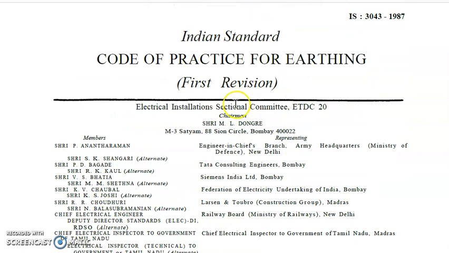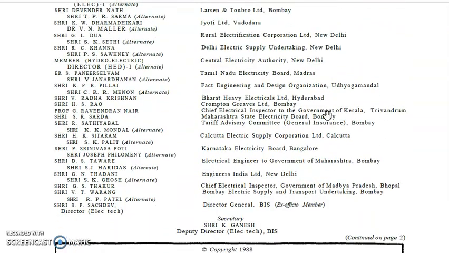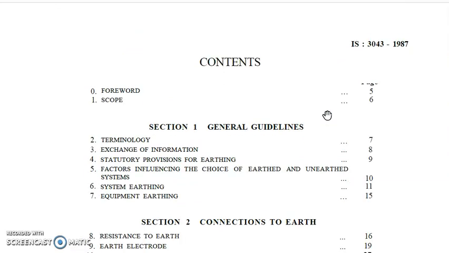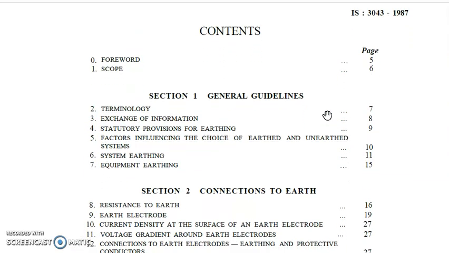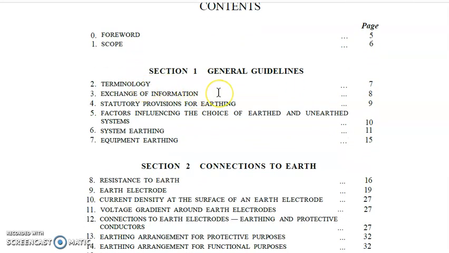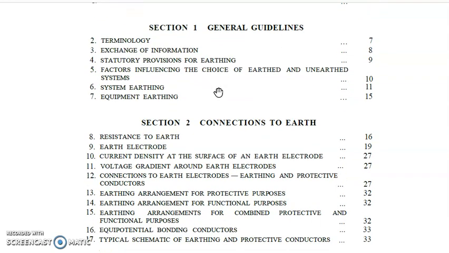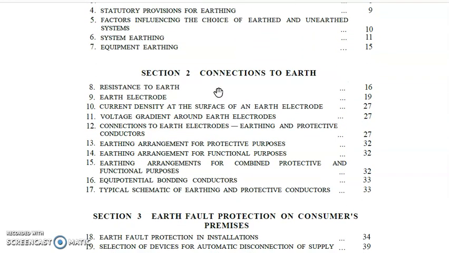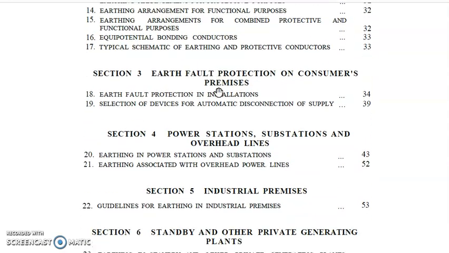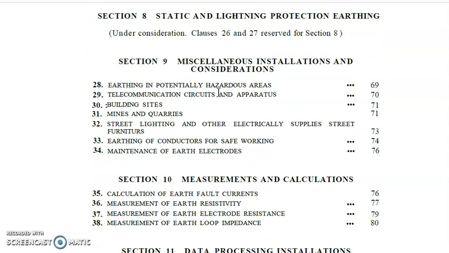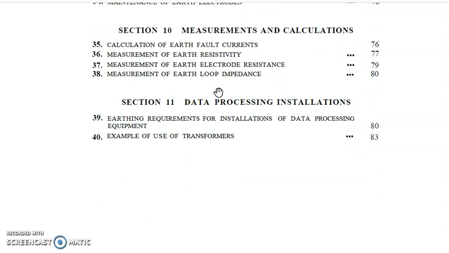First of all, I have discussed who is doing the standardization procedure for the electrical systems. It is the Electrotechnical Division Committee, with the various members related to that. And this shows the contents. So it has the foreword, scope. Section 1 is general guidelines, the terminology. Terminology is the various words which are used in this particular IS standard book, given at the beginning. So these are the various sections in the IS standard book on IS 3043.